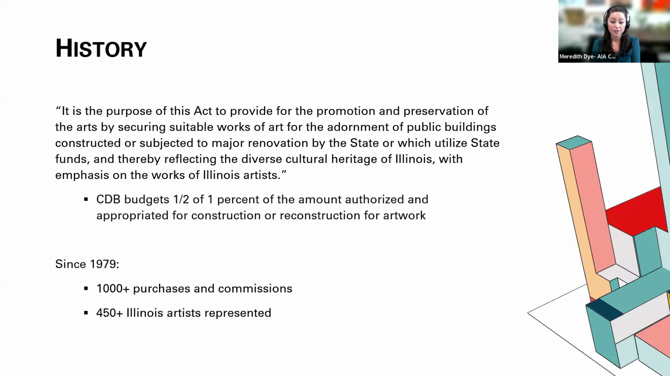CDB budgets half of 1% of the amount authorized and appropriated for construction or reconstruction for artwork. So since 1979, we've purchased or commissioned over 1,000 pieces of artwork by over 450 Illinois artists. Artwork is displayed throughout Illinois. Locations include colleges and universities, veterans' homes, highway rest areas, and so much more.